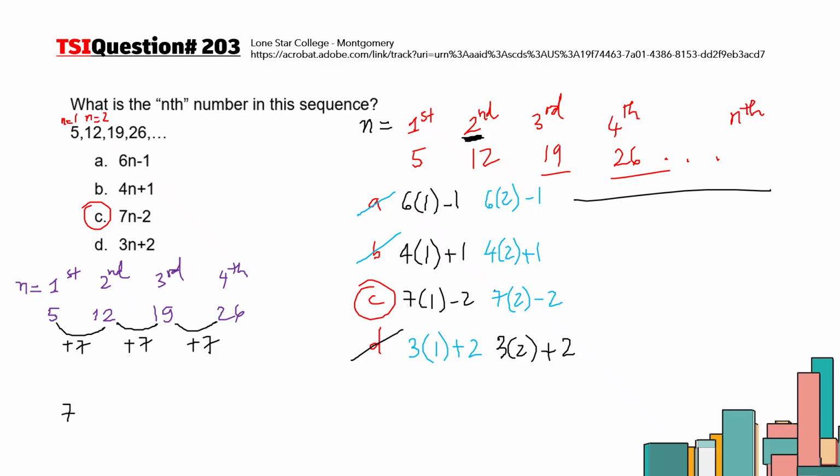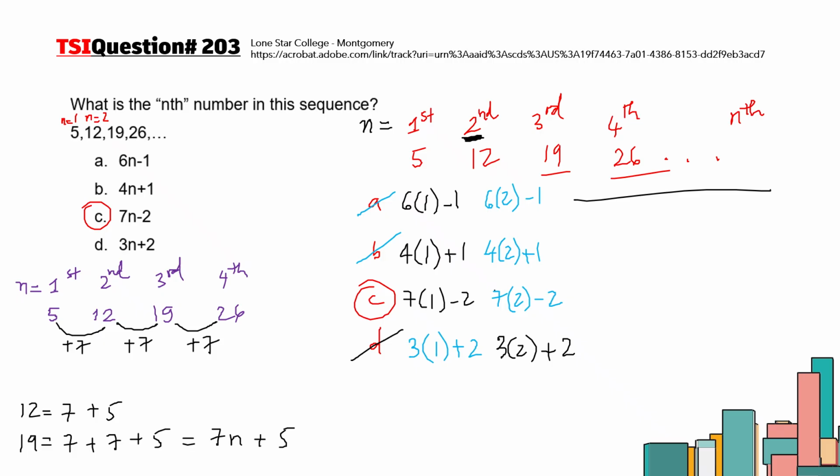So 12 is 7 plus 5. Then 19 is 12 plus 7, and 12 is 7 plus 5. So now you have 7n plus 5.